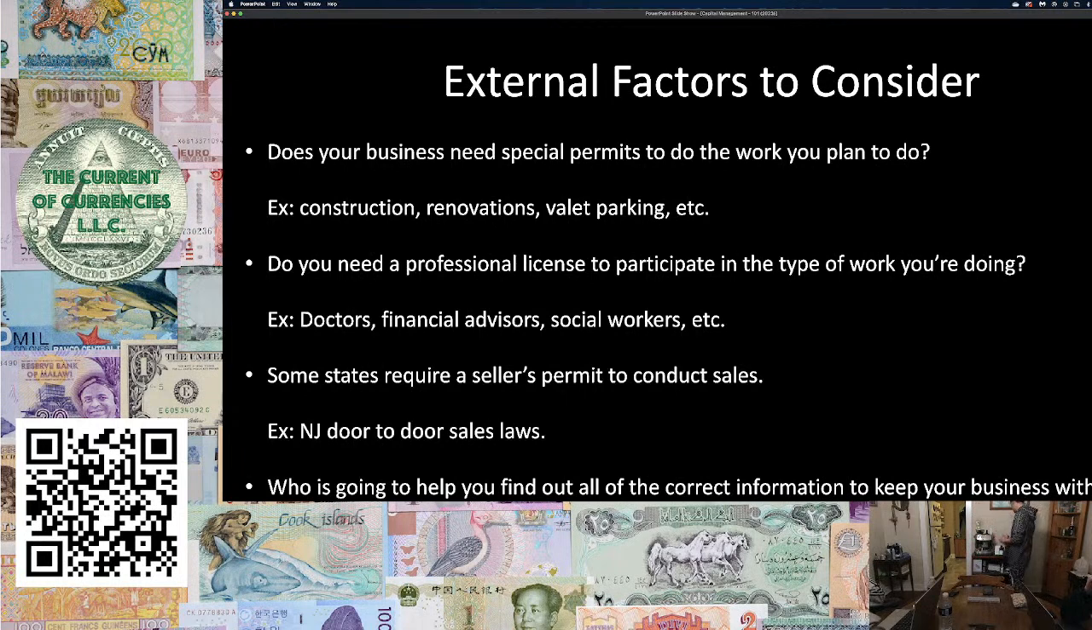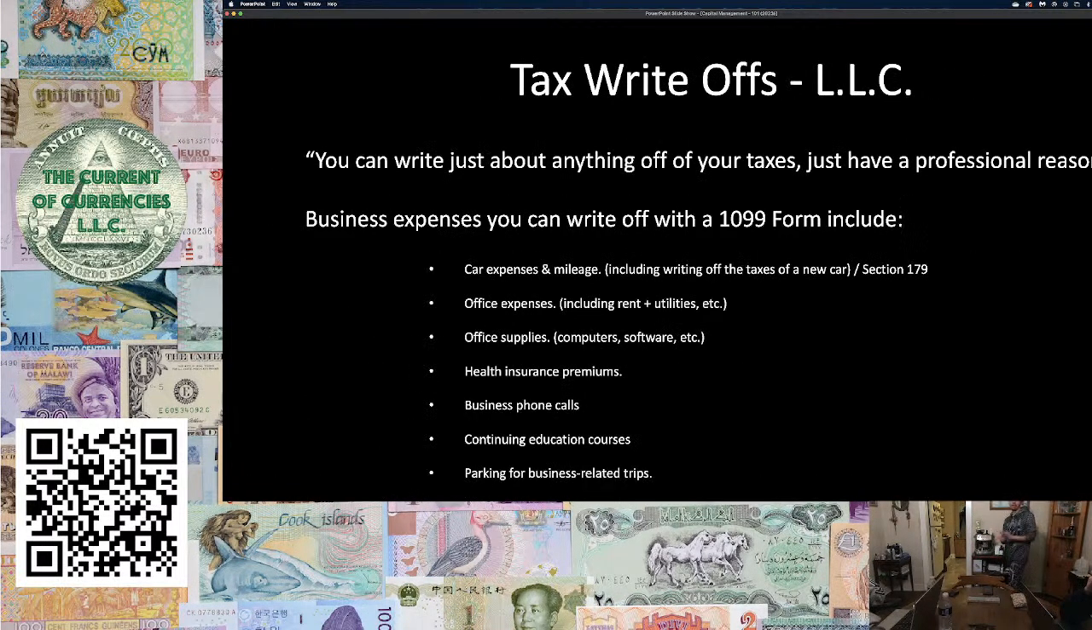I'm a consultant, so that's why I have a diverse spectrum of knowledge, with a little bit of everything at this point. So here are 25 tax write-offs that every single business owner should be using. I don't care who you are. The more that you can write off in a legal framework, the more money you're going to be saving at the end of the year. So why wouldn't you do it? Yeah. You can write off just about anything on your taxes. Just have a professional reason to do it.